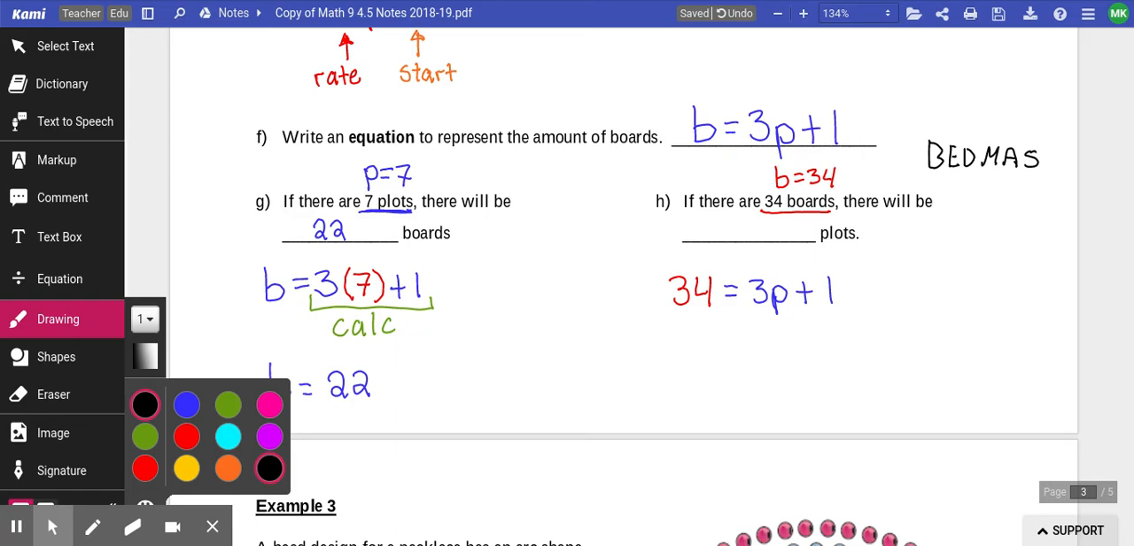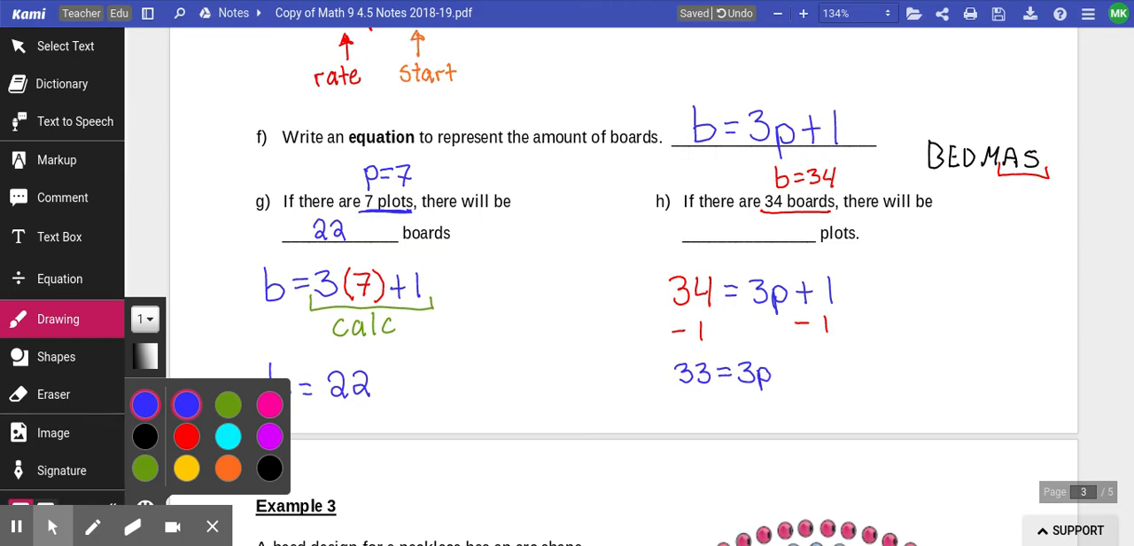So when we're doing this in reverse, and we're getting a letter by itself, we want to do reverse BEDMAS. So you want to move any additions or subtractions away as your first step. So I need to move that plus 1 as my first step. The opposite of plus 1 is minus 1, so I'm going to subtract 1 from both sides. That leaves me with 33 equals 3p.